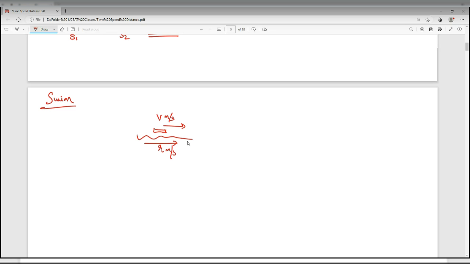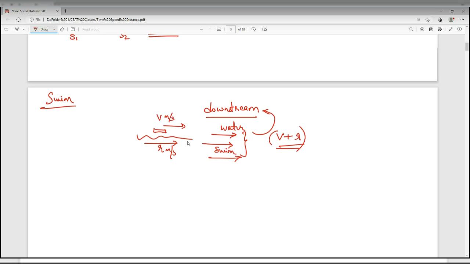Okay, and if he is swimming and the river has a velocity, for example r meters per second, and he is swimming downstream, downstream means the person is swimming in the direction of the water. So this is the water direction, water is flowing in this direction, and the person is also swimming in this direction. Both are in the same direction. That is called downstream. In this case, we add these two, v plus r. So the effective velocity would be v plus r.